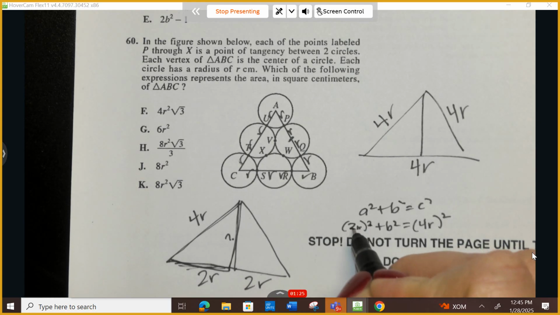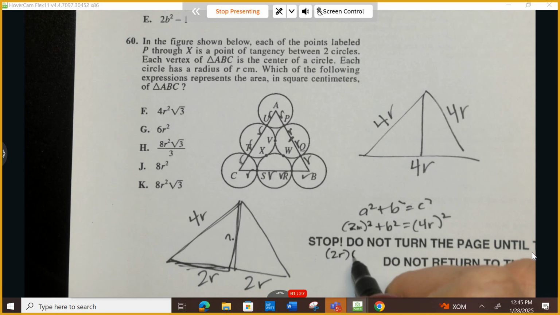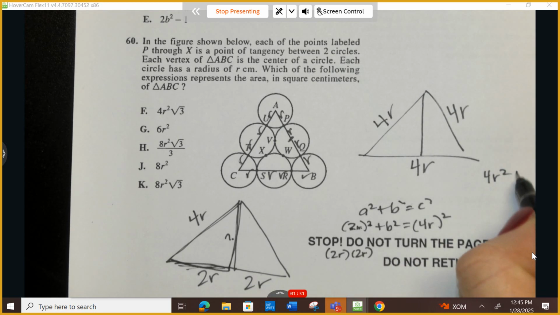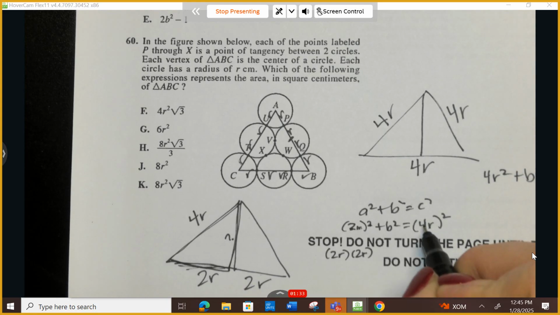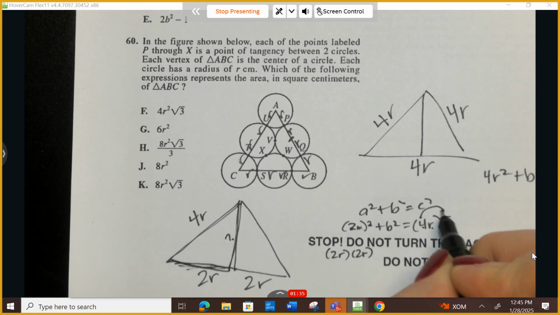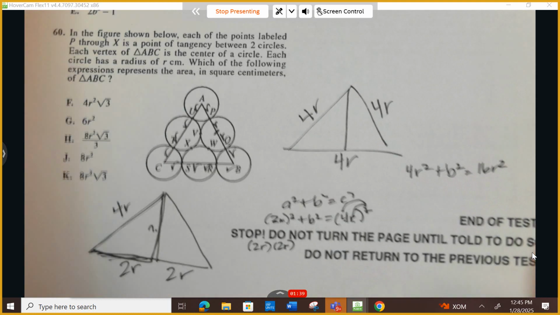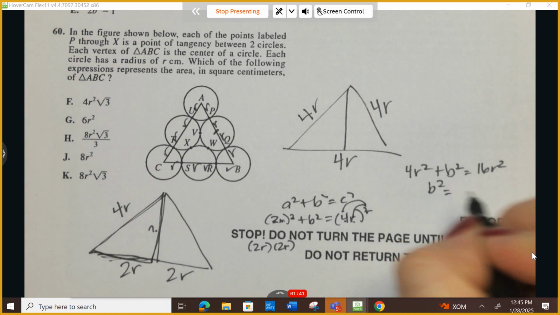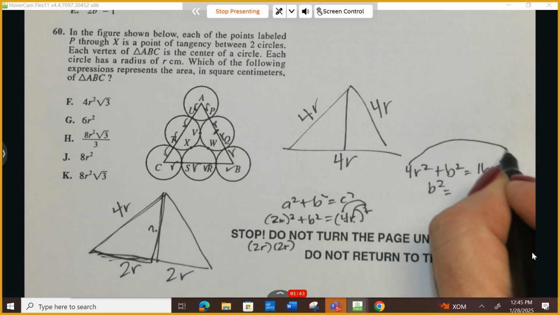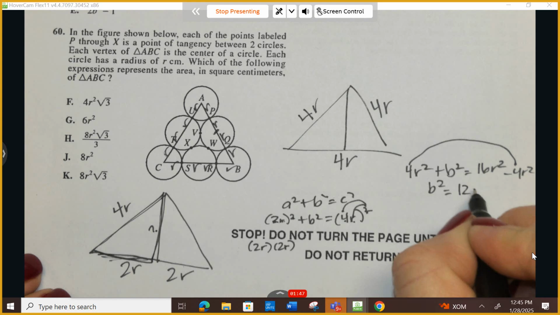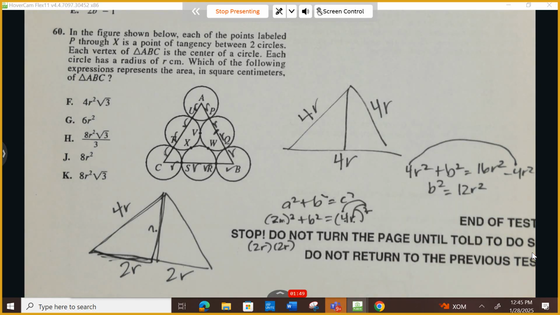(2r) squared means 2r times 2r. 2r times 2r is 4r squared. Plus b squared equals, now (4r) squared means 16 times r squared. Now I just need to get b squared by itself, and so I'm going to do some mental math. If I take 16r squared and subtract 4r squared, hopefully everybody understands I get 12r squared. Is everybody still cool with that?